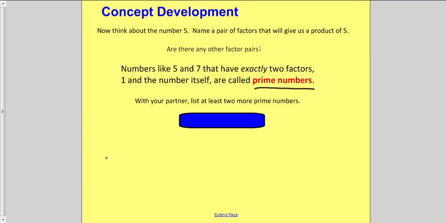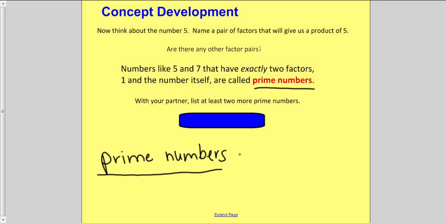The numbers that only have exactly 2 factors are called prime numbers. So in your math journal, I want you to write this: prime numbers. And then I want you to underline it. And then I want you to draw a line out beside it, and I want you to write this: exactly 2 factors. That means they don't have 1 factor, they don't have 3 factors, they have exactly 2 factors. That's what a prime number is.